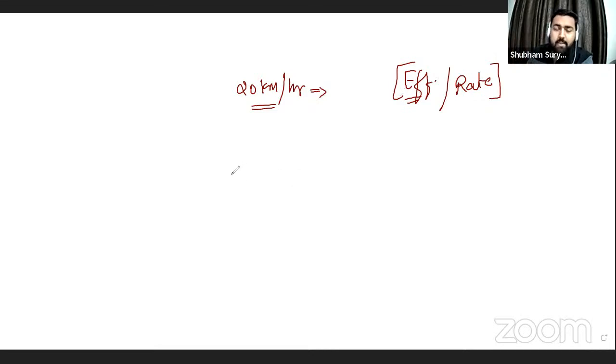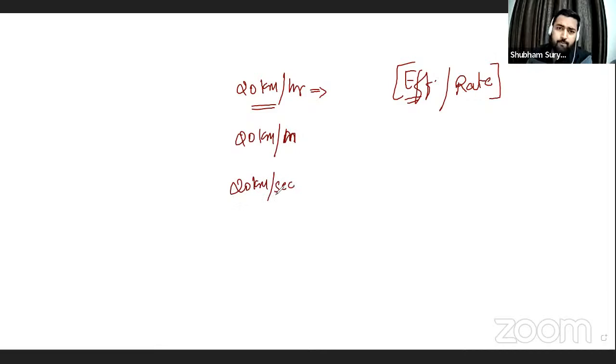ठीक है. वैसे यहाँ पे the amount of distance traveled in unit time will be your speed of travel. That unit time could be hour, it could be minute, it could be second. For example, I can also express this as 20 kilometers per minute, or it can also be expressed as 20 kilometers per second. ठीक है.